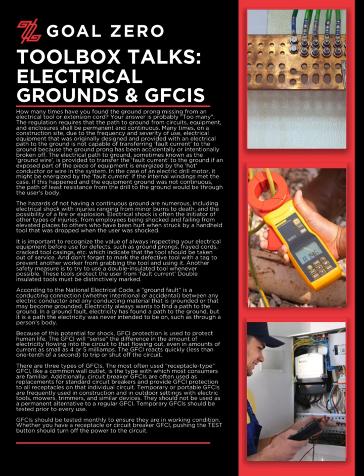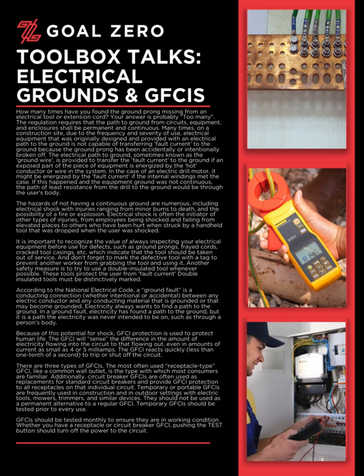It is important to recognize the value of always inspecting your electrical equipment before use for defects, such as missing ground prongs, frayed cords, cracked tool casings, etc., which indicate that the tool should be taken out of service. And don't forget to mark the defective tool with a tag to prevent another worker from grabbing the tool and using it. Another safety measure is to try to use a double insulated tool whenever possible. These tools protect the user from fault current. Double insulated tools must be distinctively marked.